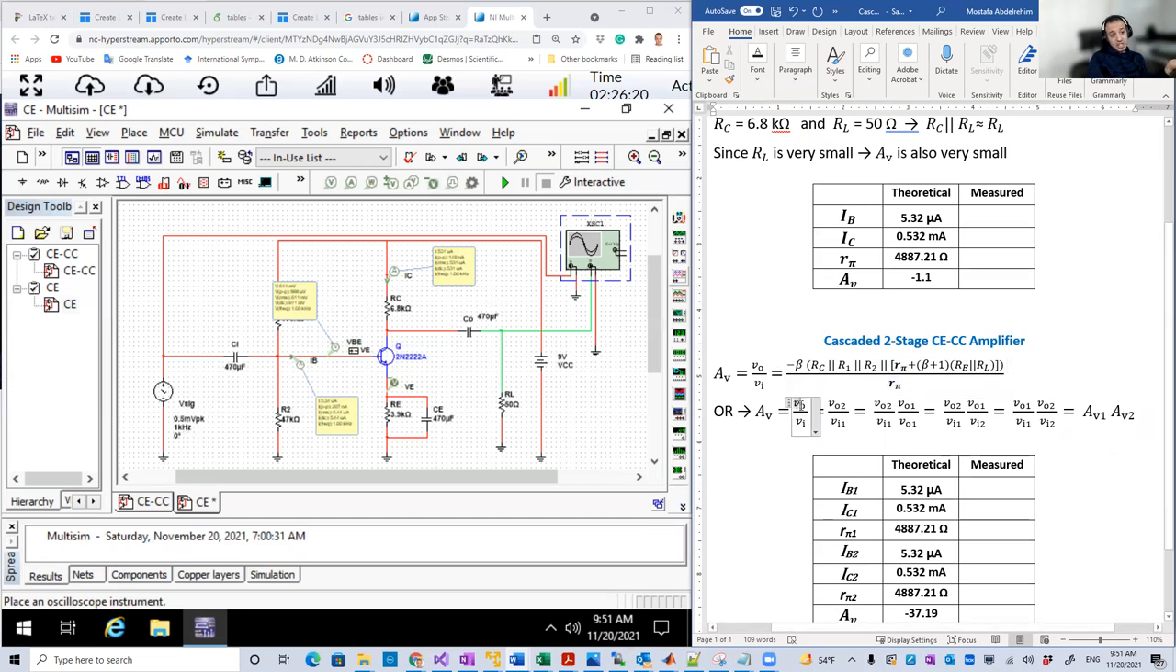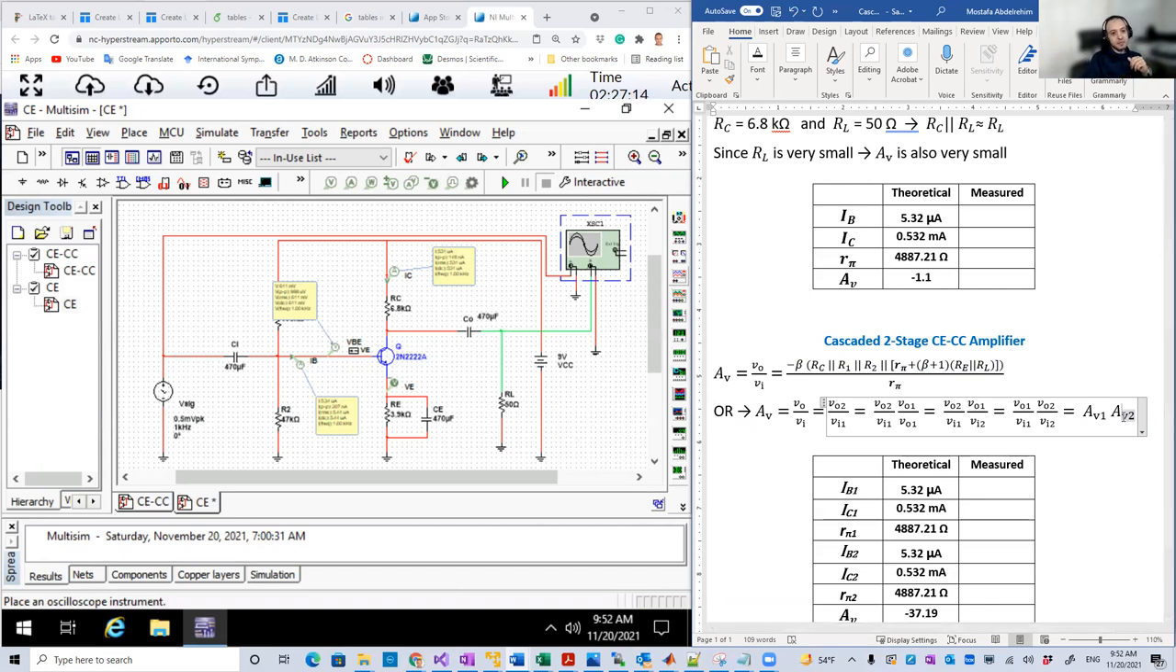So we can say that AV, which is equal to VO over V input, equals VO2 over V input one, because VO of the overall circuit is basically the second stage output, VO2. And the input of the overall cascaded circuit is basically the input voltage of the first stage, V input one. And then we can multiply by VO1 over VO1. And remember, the output of the first stage is the input of the second stage, so we can replace this VO1 here by V input two. Then we can rewrite this as VO1 over V input one, which is AV1, multiplied by VO2 over V input two, which is AV2. Okay, that's basically the derivation why the overall gain is just the multiplication of the gains of individual stages.